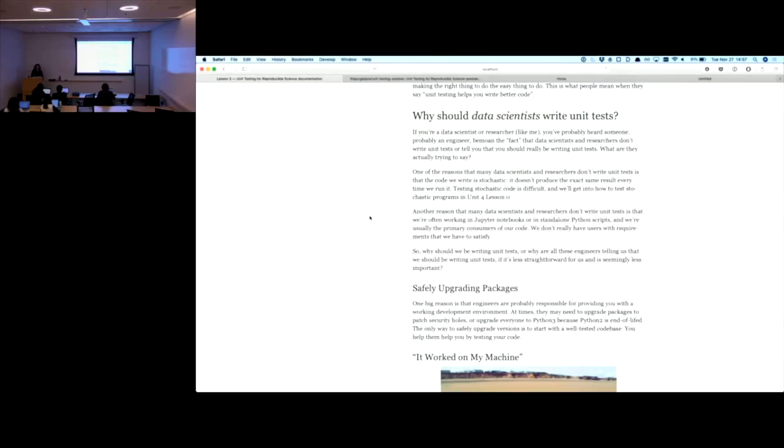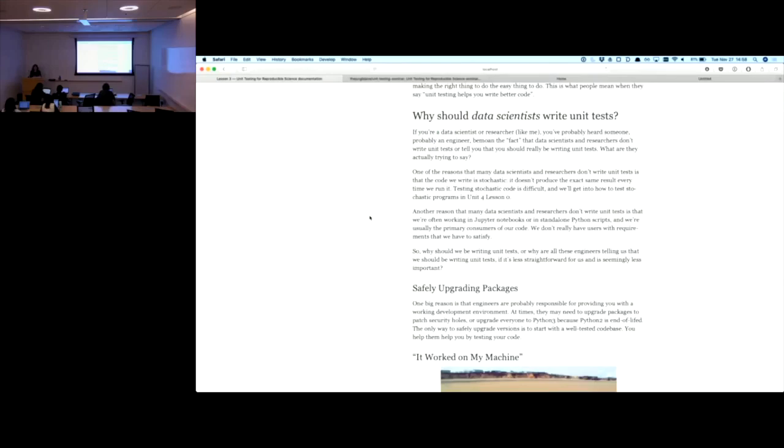So this is a sentiment that people have, and a lot of engineers will say things like, researchers and data scientists really need to be testing their code. And I want to dig into a little bit about what they're actually trying to say when they say that. So one of the reasons that data scientists and researchers don't write unit tests is that the code that we write is often stochastic, and it doesn't produce the same result every time we run it.